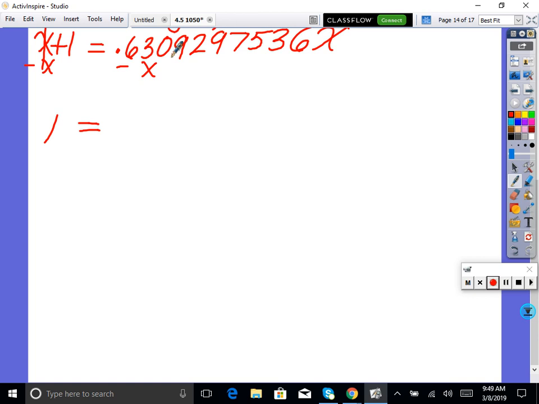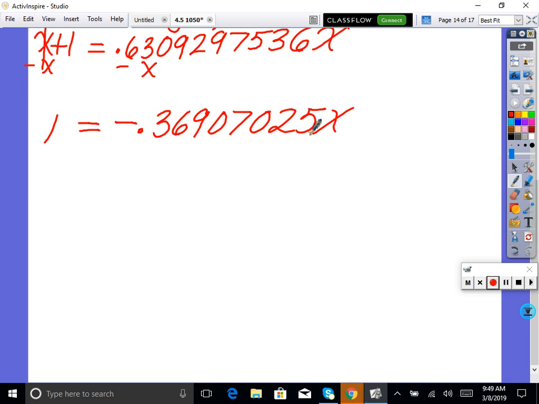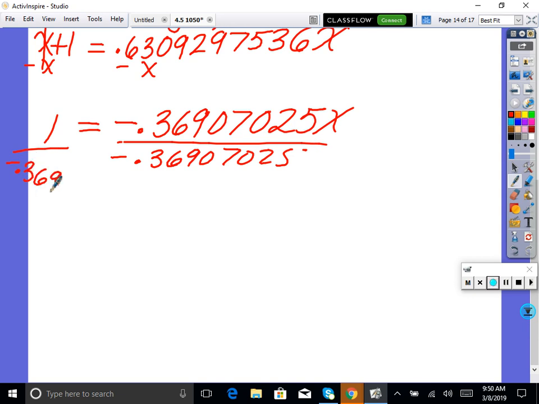So we have 1 is equal to, you're just combining like terms. That's an x, you're putting them together. 0.63092756 minus 1. I need the entire decimal. Negative point... Okay, now get x alone. Divide it out. Okay, there you go. And now x is alone. So now x is equal to, now we can round because you can only round in your final answer. Does that kind of make sense to everybody? Okay. 1 divided by negative 0.360907025. I get negative 2.77. Okay, awesome.